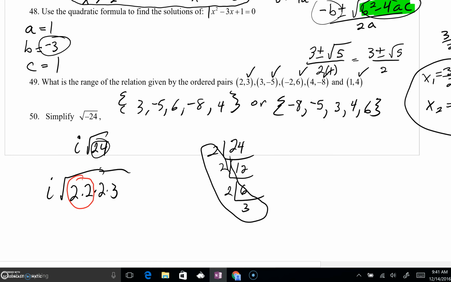And I have circled out a 2. Whatever you circle, you pull one of those out. What's left inside? Well, 2 times 3, you'd get a 6. Your final answer is 2i radical 6. And we're done.